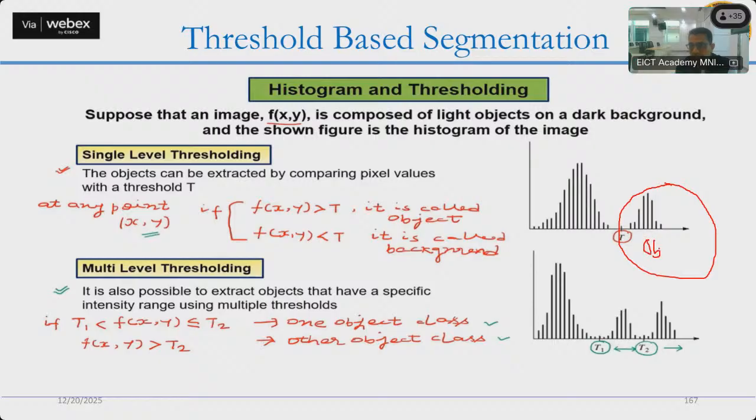This part is our object, and this part is our background. See, for example, some red ball is lying on green grass. So how will you differentiate that? Basically, the ball is the object and the green grass is the background.